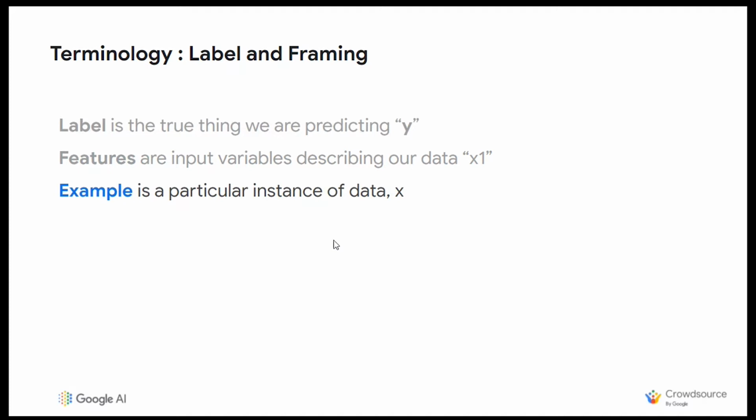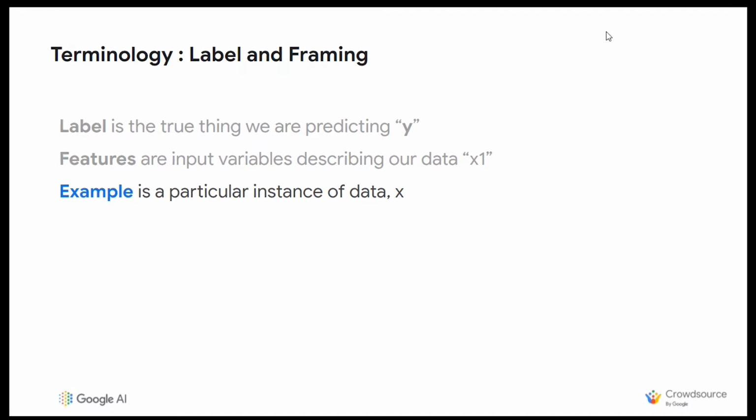Next, we have an example. So an example is a particular instance of the data x. Now this may sound confusing, but it's actually very simple. Let's go back to the previous problem. Now you have the number of hours a student studies, you have the data of whether a student takes notes or not, and you want to predict the number of marks the student scores.